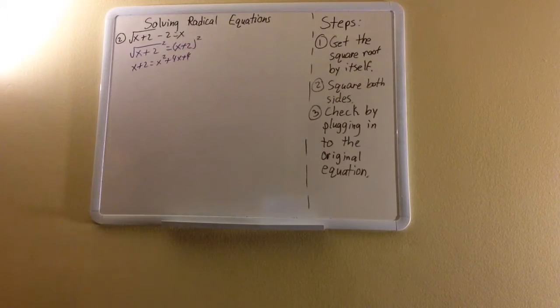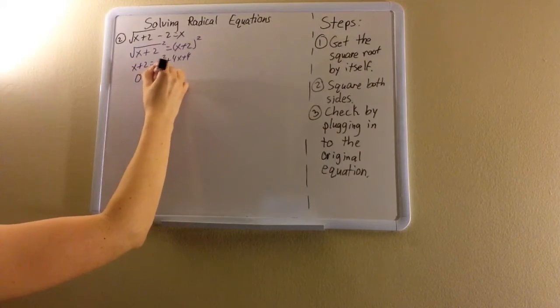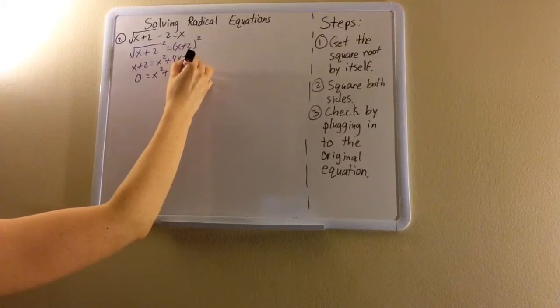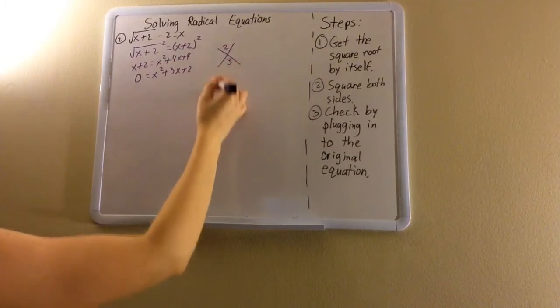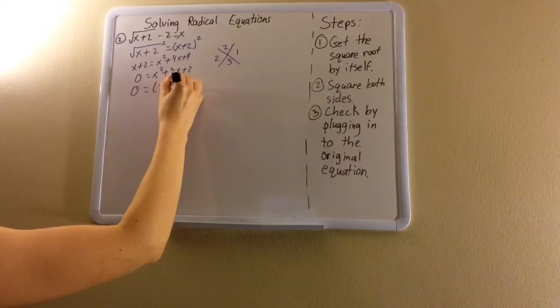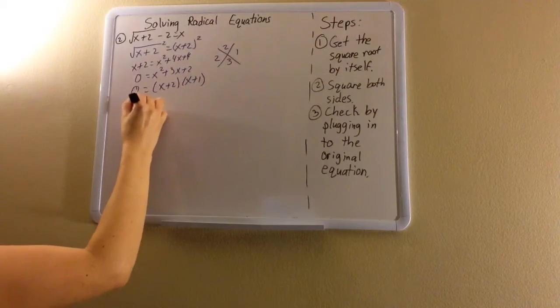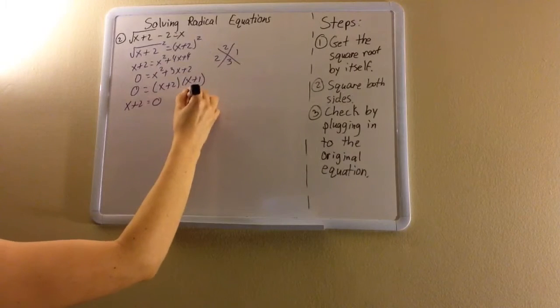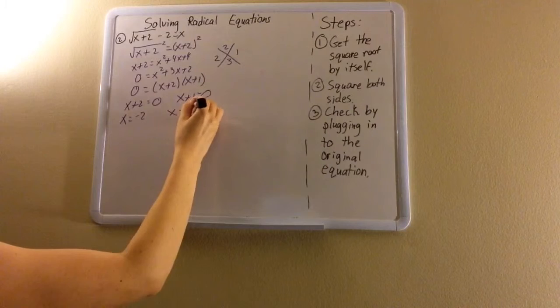Now I need to move everything over to one side to get it to equal 0, because that's how you solve quadratics. So I'm going to move this stuff over to that side, so I get 0 equals x squared plus 3x plus 2. I'm going to solve this by factoring. The 2 goes in the top, the 3 goes in the bottom. It's just going to be 2 and 1. So I get 0 equals x plus 2 times x plus 1. So this means x plus 2 equals 0 and x plus 1 equals 0, which means x equals negative 2 and x equals negative 1.